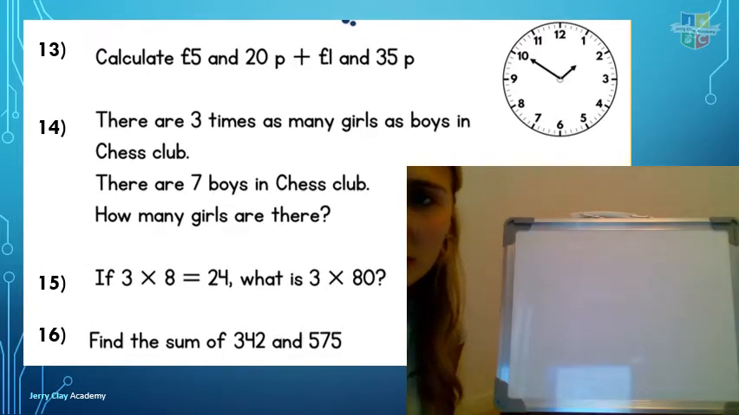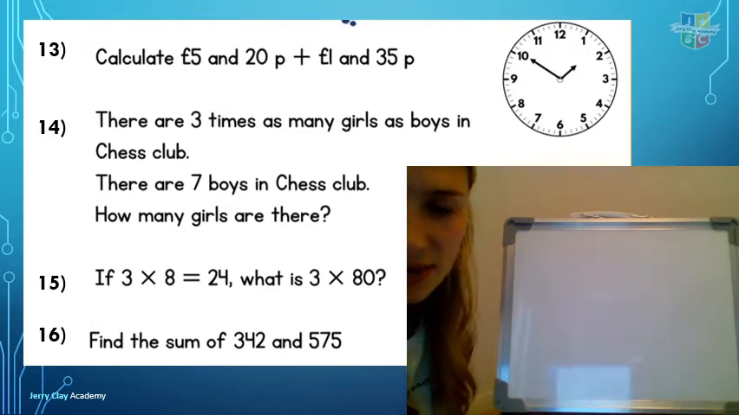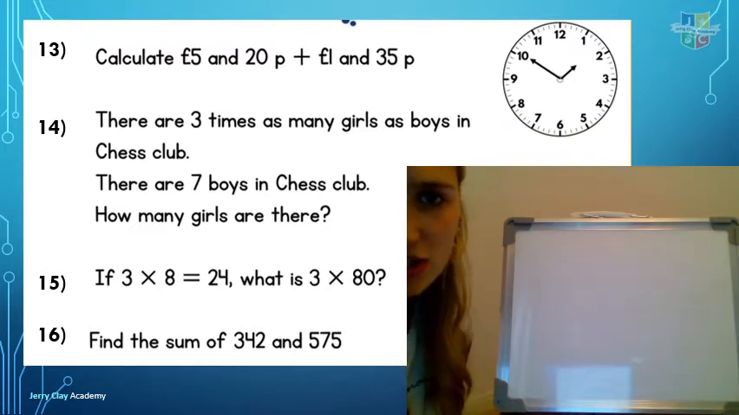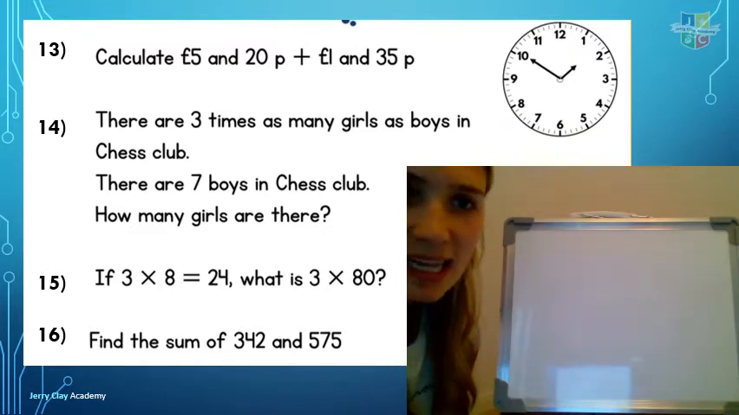So now for this one, I want you to again have a go at doing the clock to start with. Tell me it's an analog and a digital. Remember, because it's going to be on the 2 side, think about how it's going to affect your digital. Then you're calculating £5.20 and £1.35.